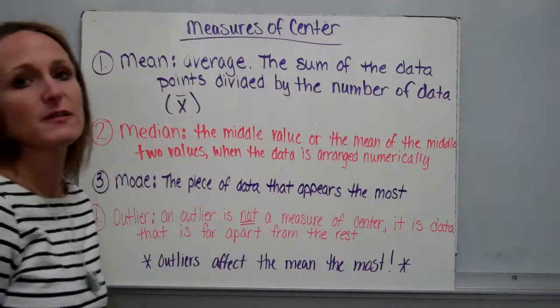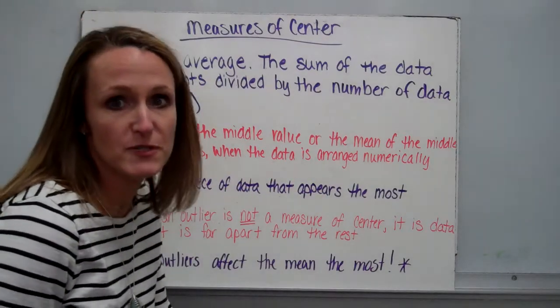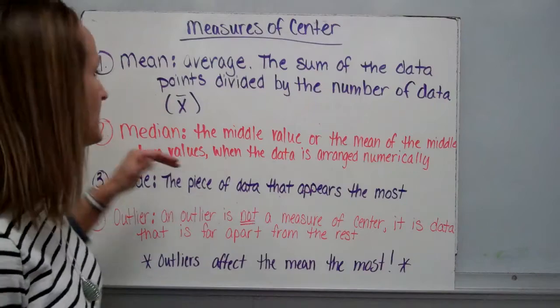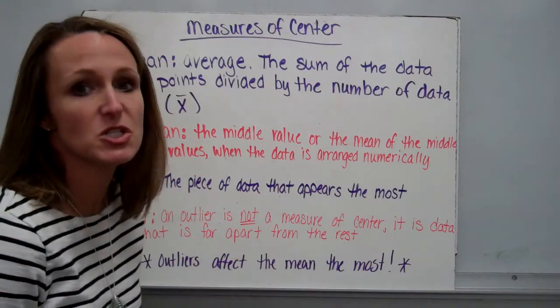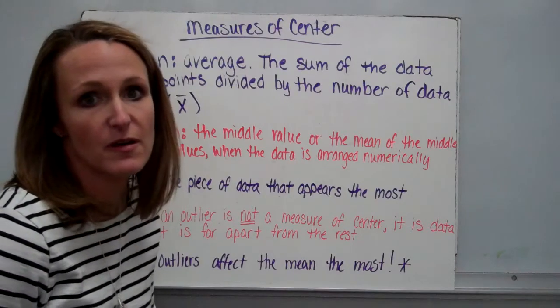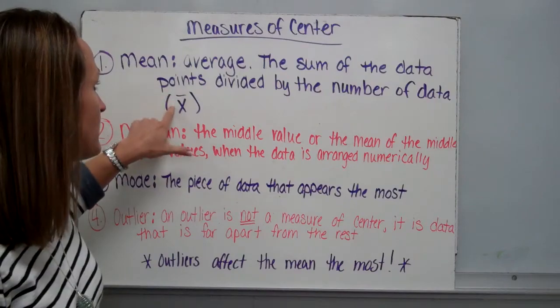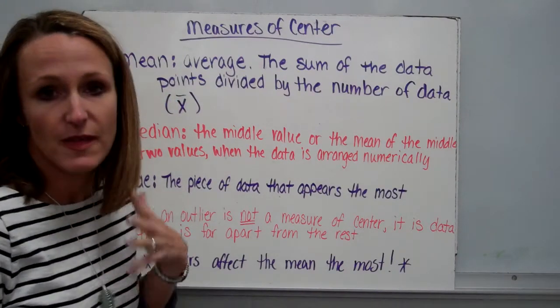Okay, in this video, we're going to talk about measures of center, or you may remember them as measures of central tendency, otherwise known as mean, median, and mode. So the mean is just the average. It's the sum of the data points divided by the number of data. It's also abbreviated as an X with a line over it, so that's what the mean is.